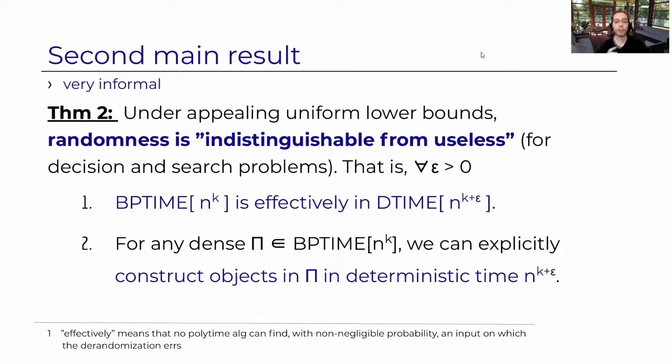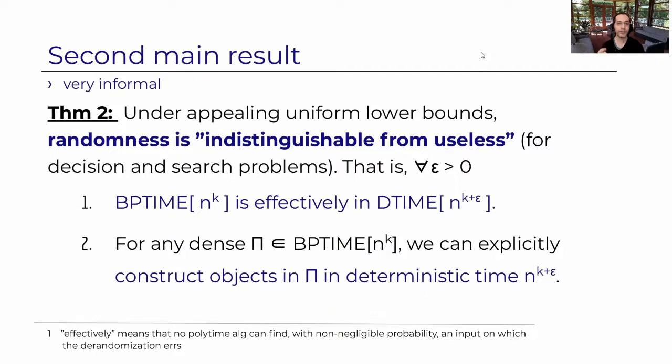We show that under appealing uniform lower bounds, randomness can be deduced to be indistinguishable from useless for decision problems and for natural search problems. Specifically, for every constant epsilon, which is as small as you want, we can de-randomize probabilistic time n to the k effectively in deterministic time n to the k plus epsilon.